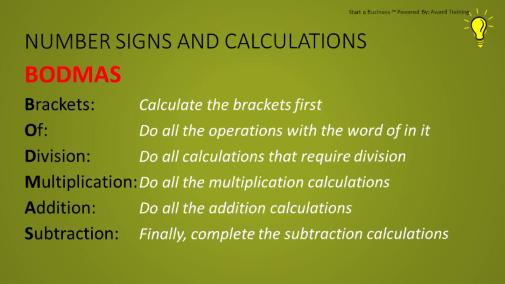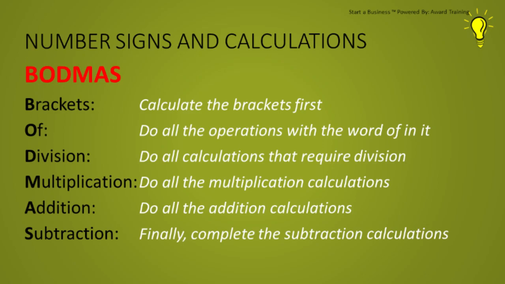So now let's look at the concept of BODMAS. BODMAS is an acronym. The B is brackets. Calculate the brackets first. O is of. Do all the operations with the word of in it. D is for division. Do all calculations that require division. M is multiplication. Do all the multiplication calculations. A is addition. Do all the addition calculations. And finally, subtraction.